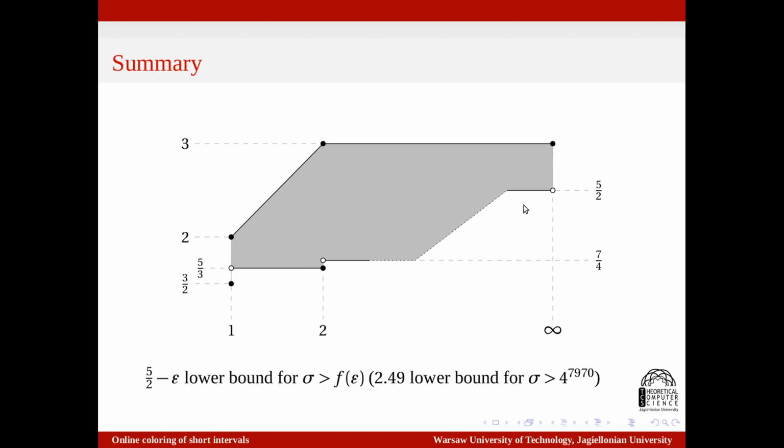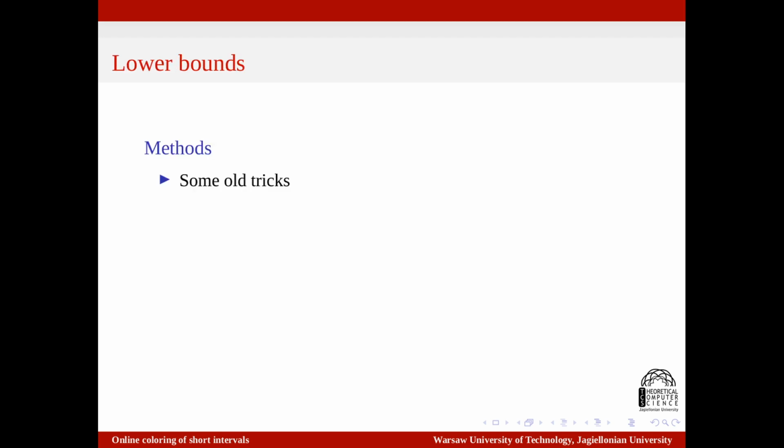This still gives us hope that perhaps there are some better algorithms than these three competitive algorithms by Kierstead and Trotter, and that for smaller sigmas we can get much better algorithms. In this talk, I've decided to talk about our proofs of lower bounds and not about the coloring algorithm.